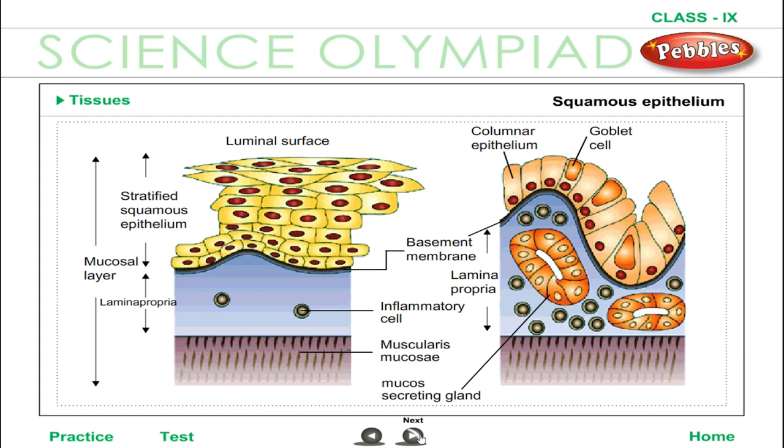Simple squamous epithelial cells are extremely thin and flat and form a delicate lining. Skin epithelial cells are arranged in many layers to prevent wear and tear. Since they are arranged in a pattern of layers, the epithelium is called stratified squamous epithelium.